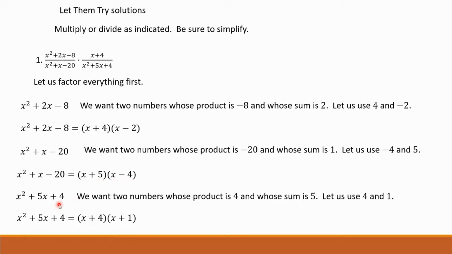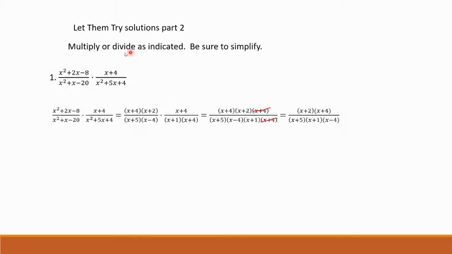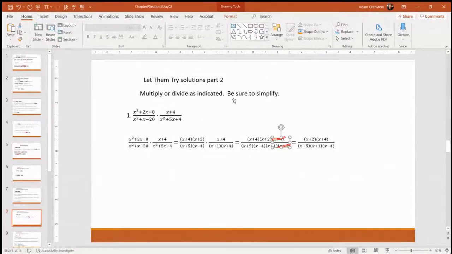And same here for the last one. We want two numbers whose product is 4, whose sum is 5. Let's use 4 and 1. So we get this. Again, we can do this with all of these because all of them are trinomials. They all are degree 2. They all have leading coefficient 1. So when we put all of these in here, this is what we get.